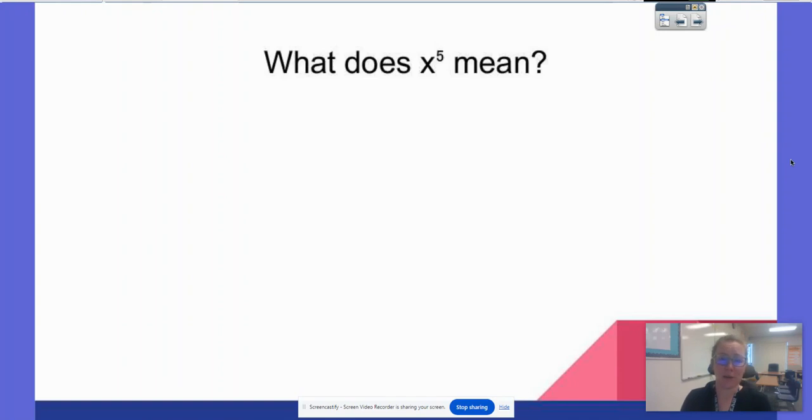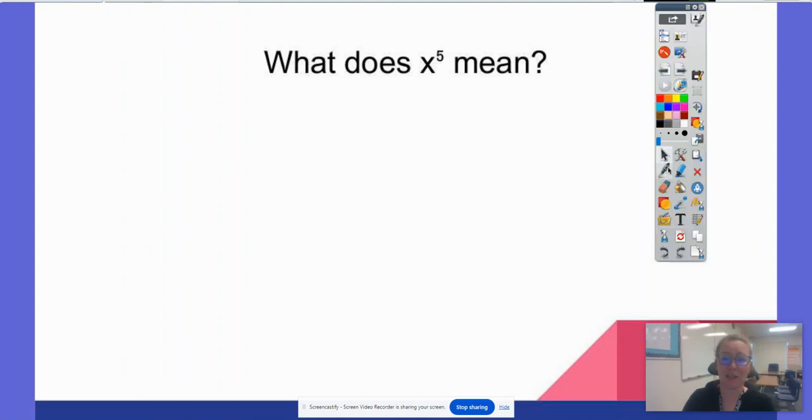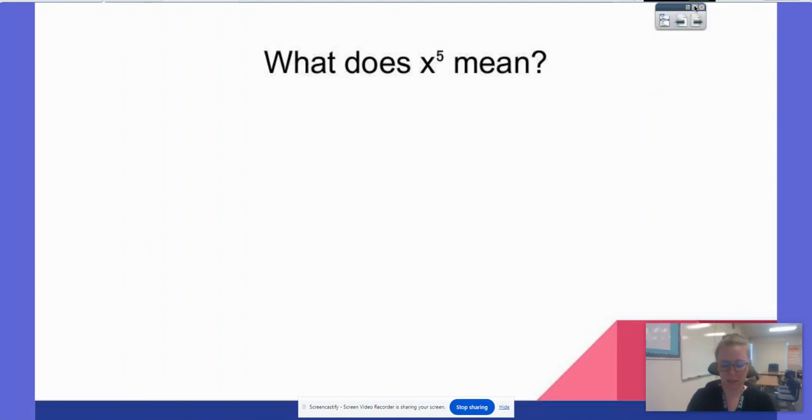So first, we know we're talking about exponents. Let's discuss what x to the power of 5 actually means. So x to the power of 5 is really the same thing as x times x times x times x times x. And we have to ask ourselves, how did I know when to stop writing x's? Well, it's just because of this number right here. It's x to the power of 5, so I had to write 5 x's. 1, 2, 3, 4, 5.